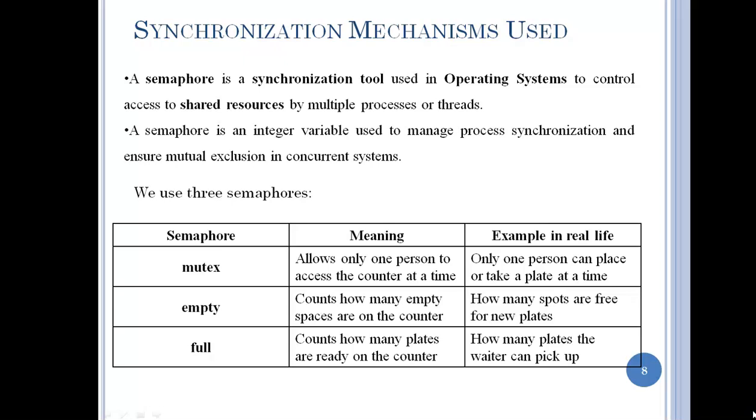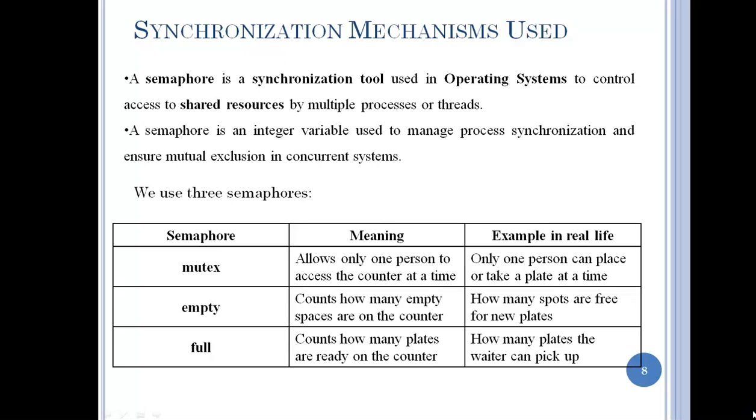A semaphore is basically an integer variable used to manage process synchronization and ensure mutual exclusion in concurrent systems. So there are three semaphores. The first one is the mutex, which allows only one person to access the counter at a time, in the case of our analogy.